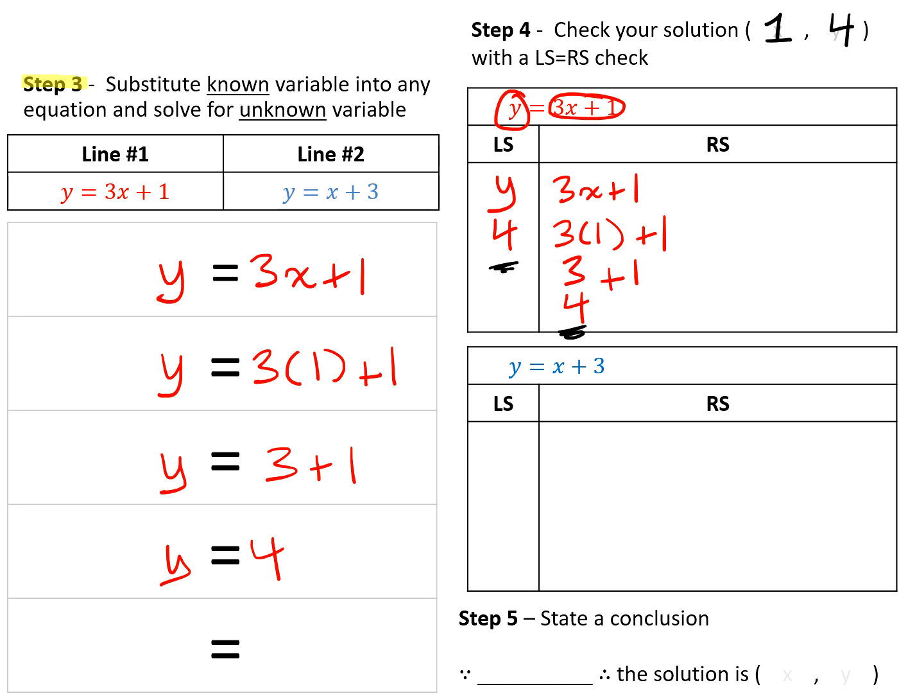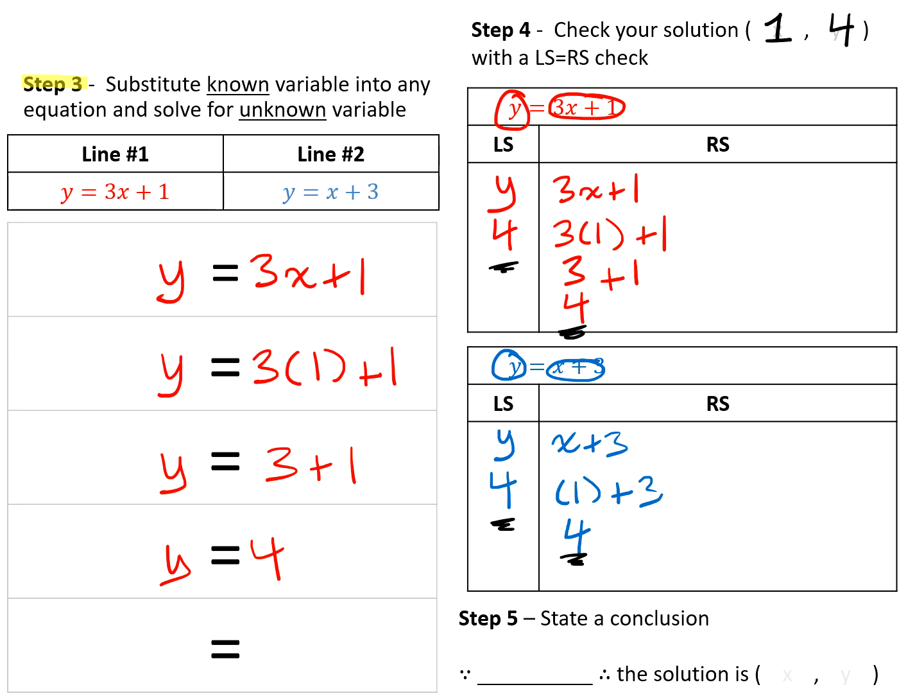We're going to do the exact same check with the blue equation. On the left side of the equation, we have the variable of y. We already know that is 4. On the right side of the equation, we have x plus 3. We know that x is 1. I'm going to put that in brackets. And 1 plus 3 is just 4. And as you can see, the left side of the equation is equal to the right side of the equation.